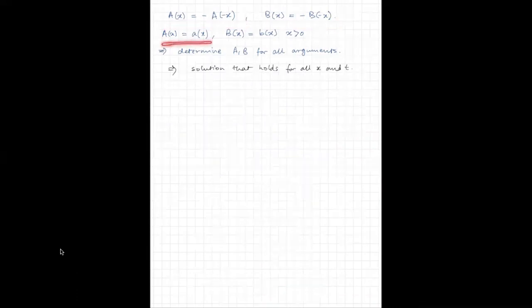From the knowledge that we know a of x and b of x for all x more than 0, augmented with this extra thing out here, you would now be able to determine this for all x and t. Okay, this is how you are going to solve the wave equation.